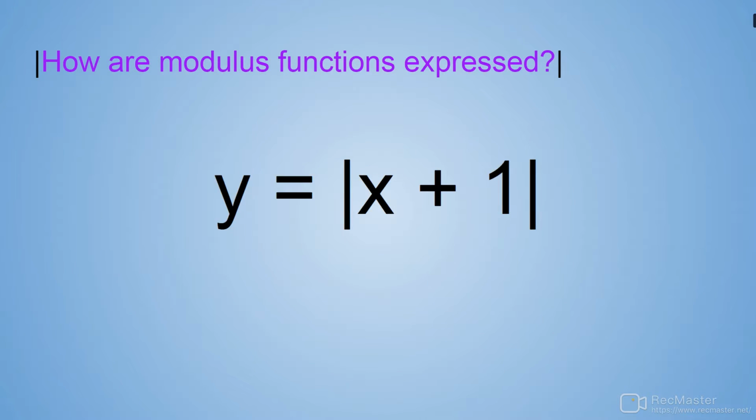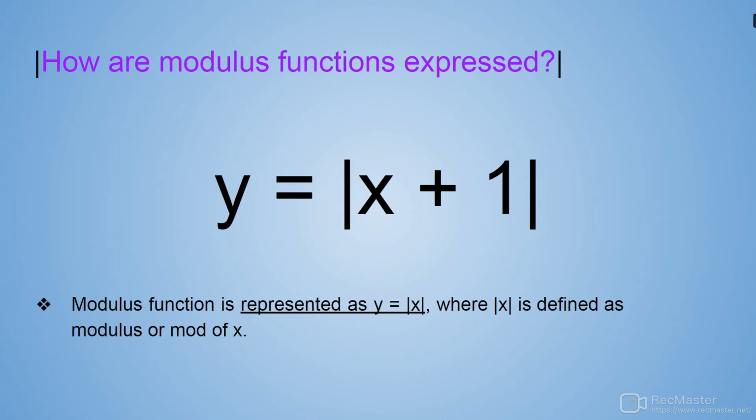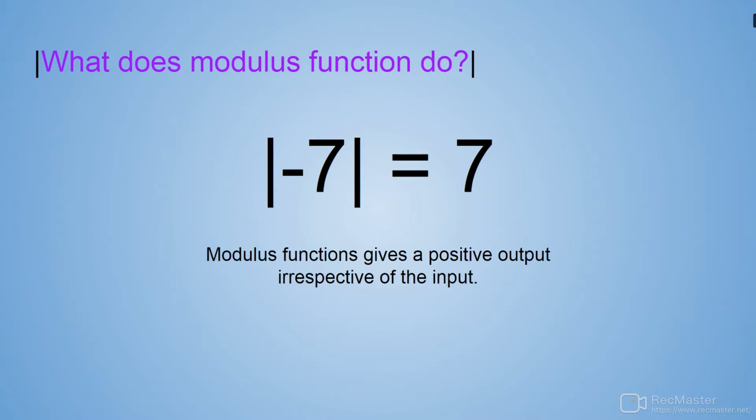How are modulus functions represented? As simple as it seems, modulus functions are represented by two vertical lines sandwiching an expression. So what does the modulus function do? It gives a positive output irrespective of the input. That means that even if I input a negative value, there will always be a positive value as the output for the function. This is an example.